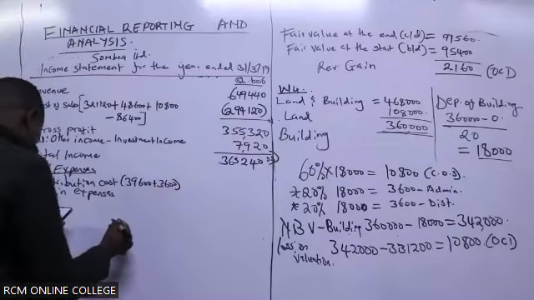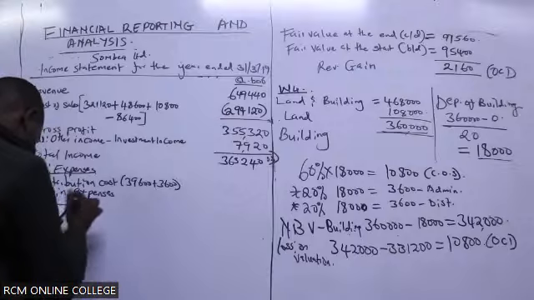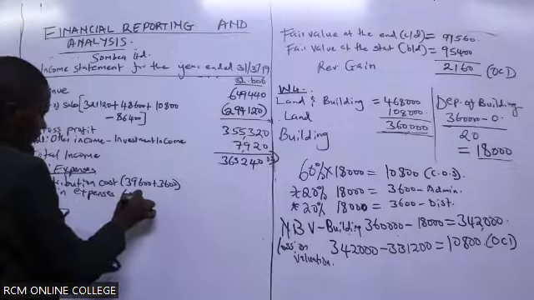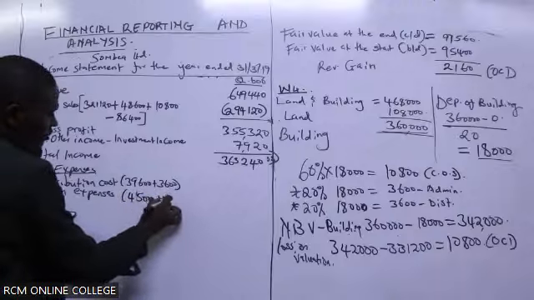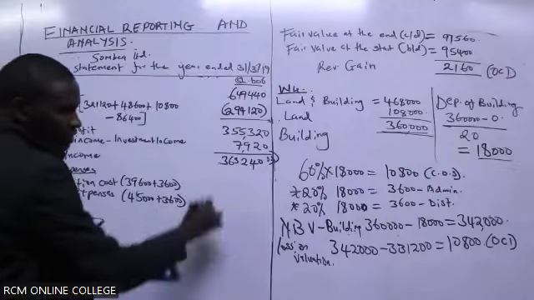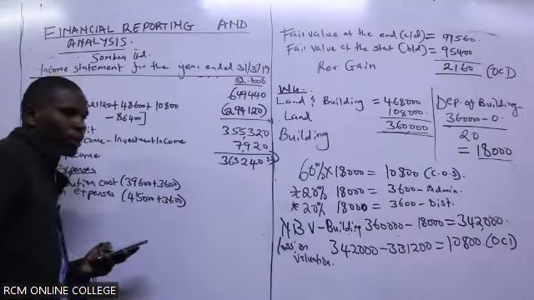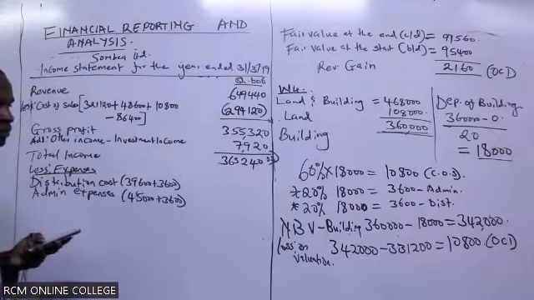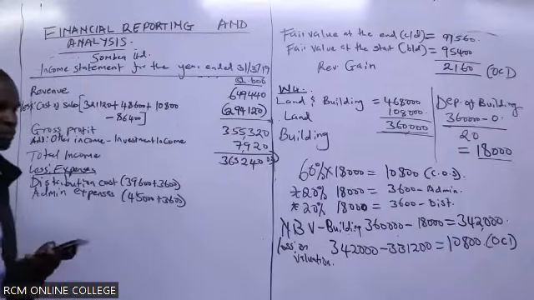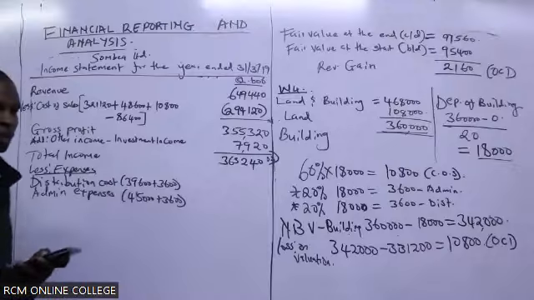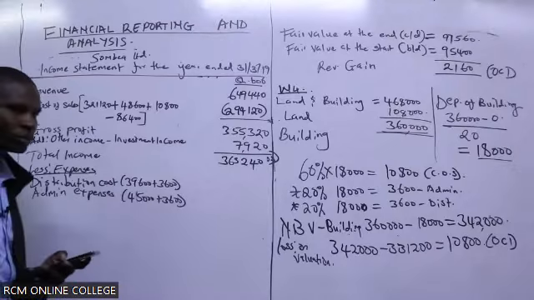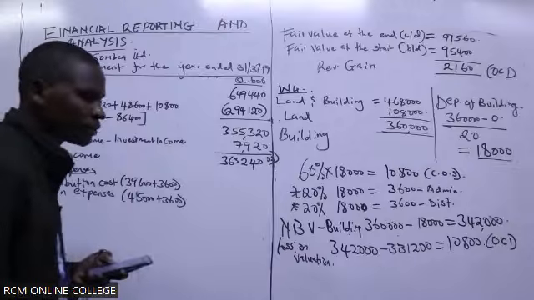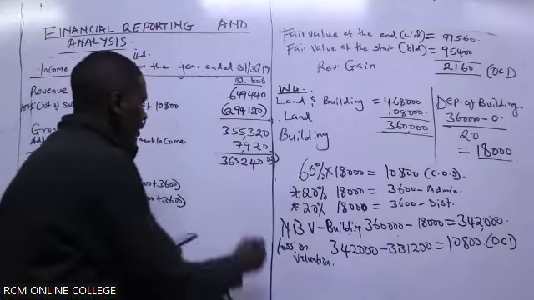Then tuko na the other one, admin, 45,000 plus 3,600. So what is the total of distribution? What is the total of our distribution? Tafadhali. What is the total of our distribution? Unaongeza hizo mbili. Unaongeza 43,200. Asante.